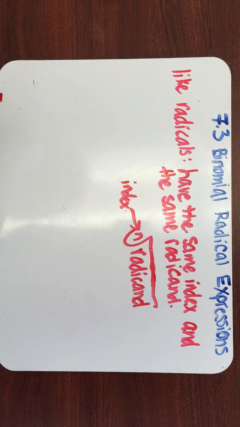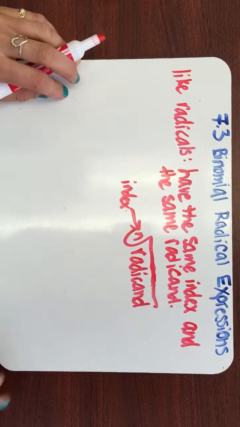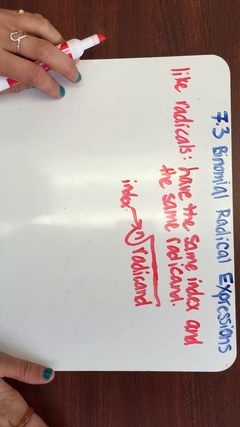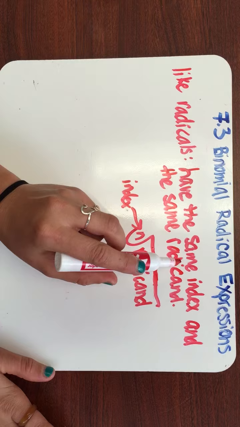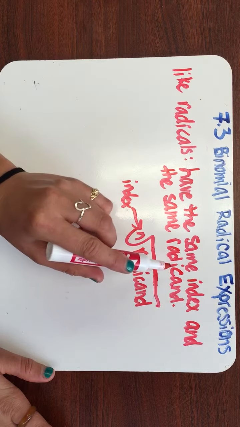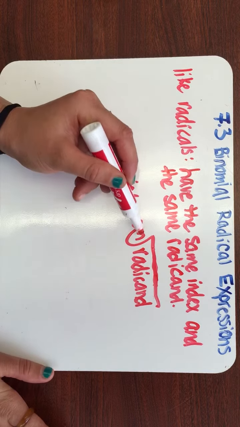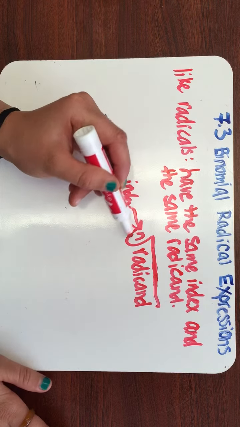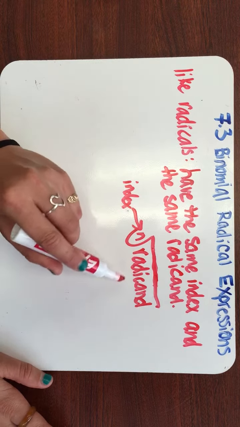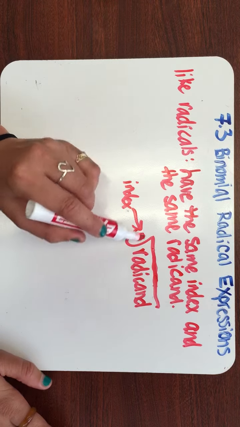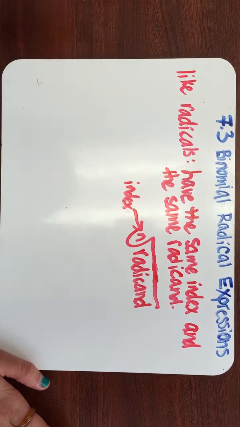Okay, today we're going over 7.3 binomial radical expressions. So today we're going to be looking at like radicals, and in order for it to be like radicals, they need to have the same index and the same radicand. So the index is going to be written right here in the radical, and the radicand is the number or the variable underneath the radical sign.